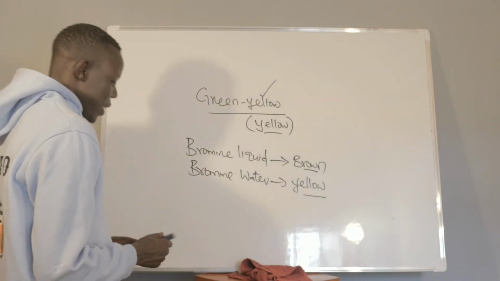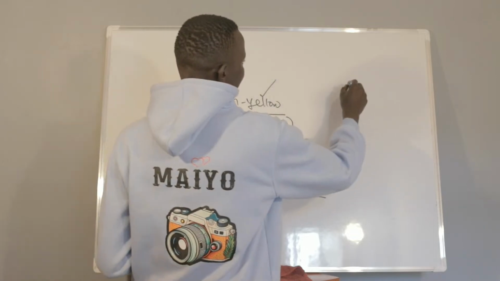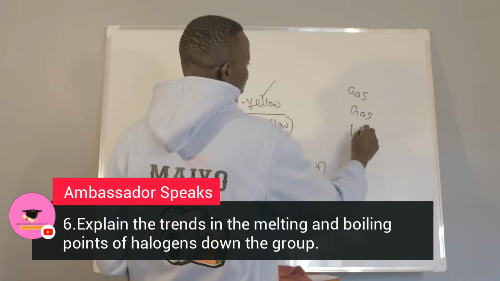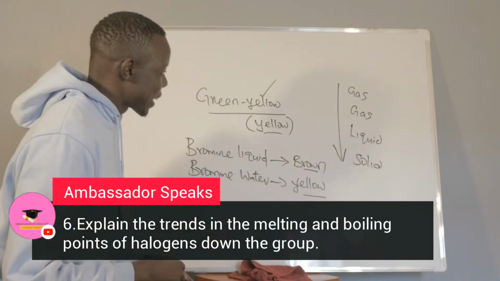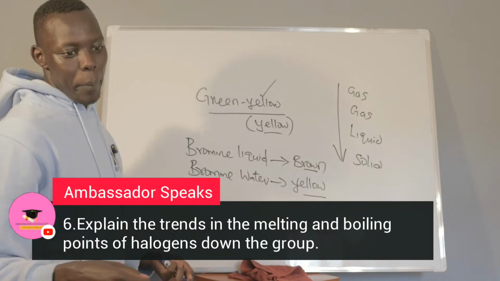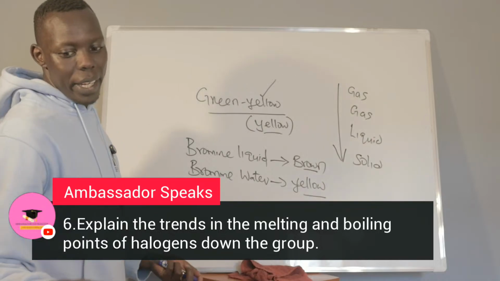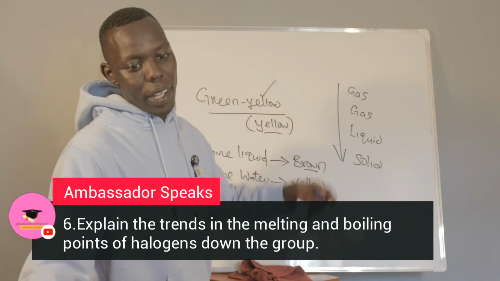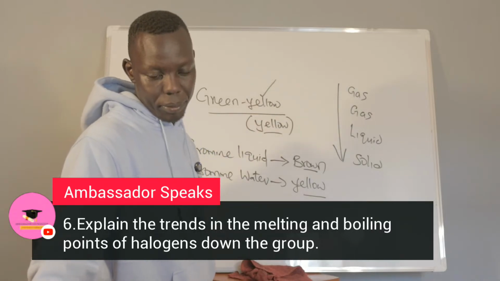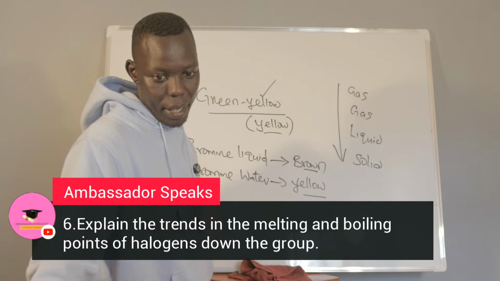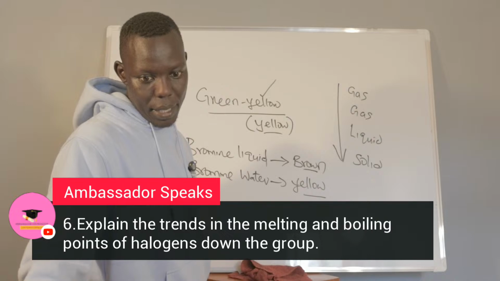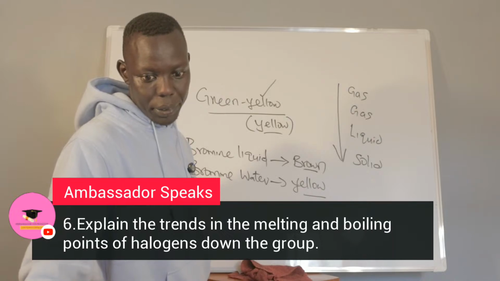Understanding this quickly becomes easy. Fluorine is a gas. Chlorine is a gas. Bromine is a liquid. We are moving from a gas to a liquid to a solid down the group. So the melting and boiling points also increase down the group. Are you together? Yes. So now another question.